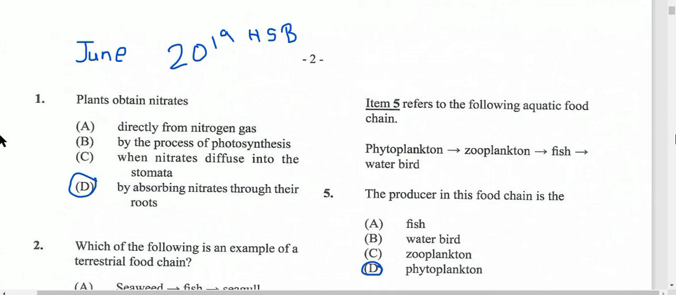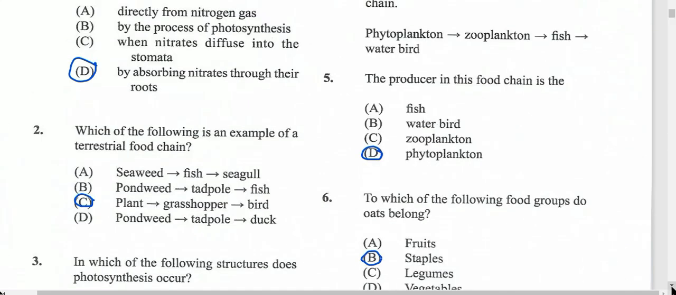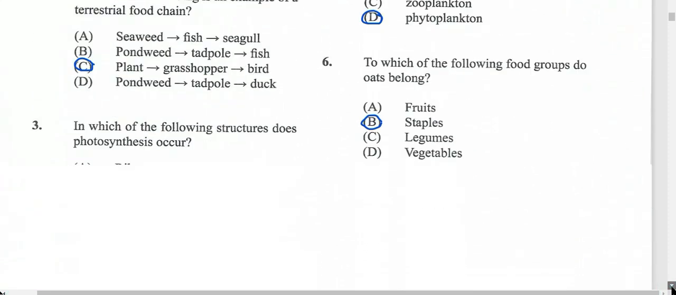For question number 2, which of the following is an example of a terrestrial food chain? Terrestrial food chain, that's a food chain on land, and that's going to be plants, grasshoppers, and birds. Of course, we're not going to be finding grasshopper in the water, which is an aquatic environment, so our answer for question number 2 is going to be C.